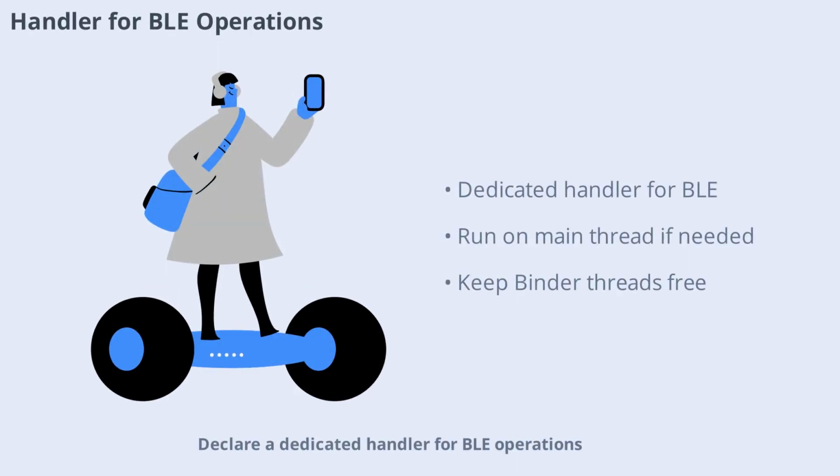Declare a dedicated handler for BLE operations. If you want to run it on the main thread, use Handler bleHandler = new Handler(Looper.getMainLooper()). This ensures that all BLE commands and data processing are handled on your chosen thread, keeping binder threads free and your app responsive. Proper handler management is essential for robust BLE applications.